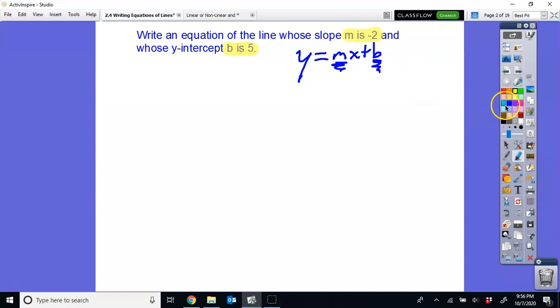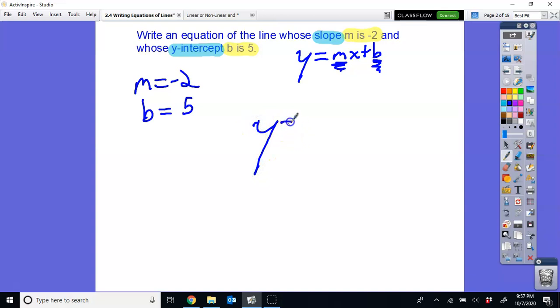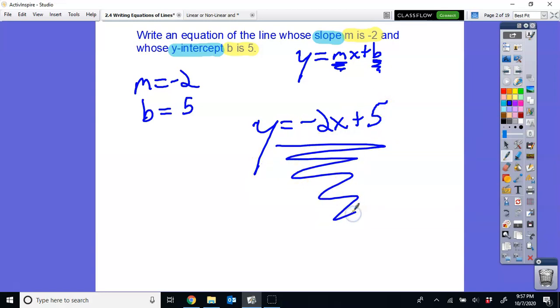And if that wasn't enough information, it even has the words slope and y-intercept, which is what the m and the b is. That's why this is called slope-intercept form. So my m is -2. My b is 5. And I can take those two numbers, and now I can write my equation of my line. Y equals -2x plus 5. And so this is a linear equation.